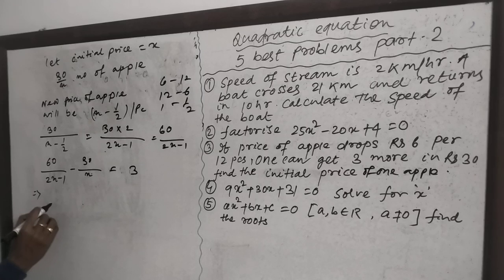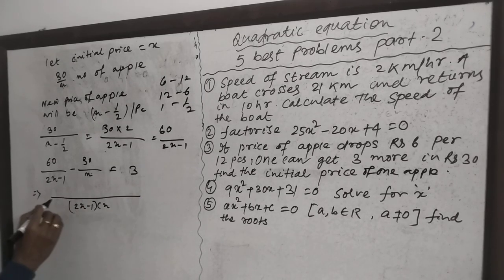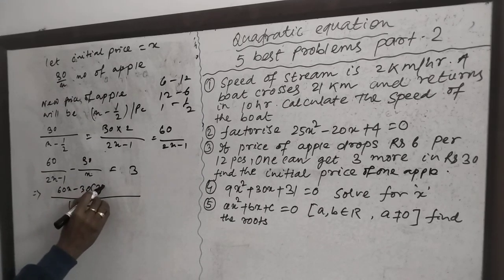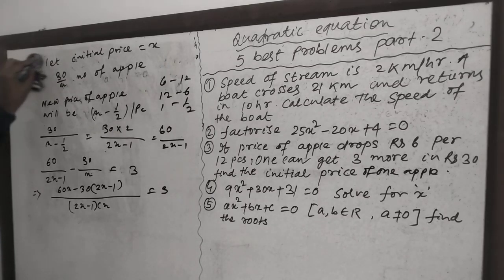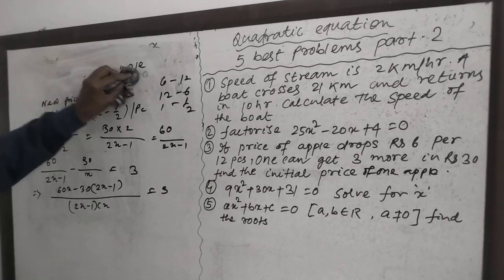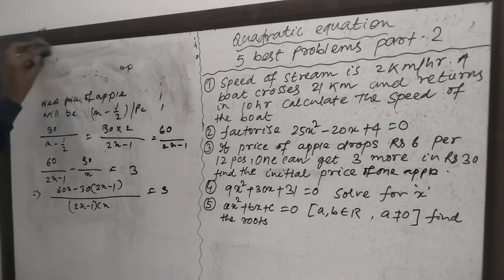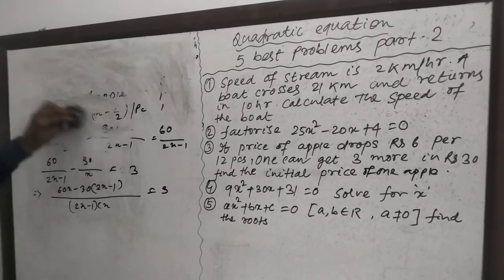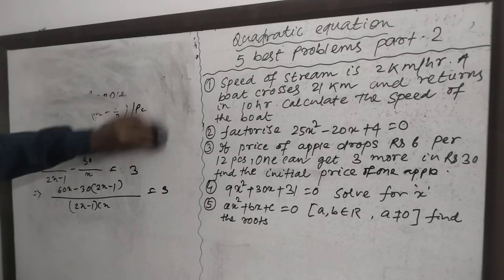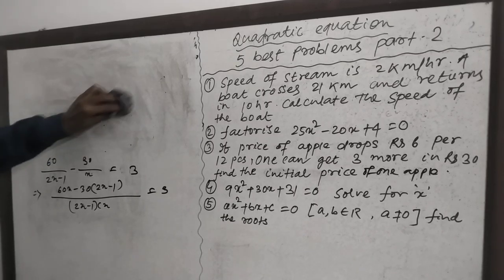Now, (2x minus 1) into x. So (60x minus 30 into (2x minus 1)) over it is equal to 3. Is that clear? Now solve this equation.